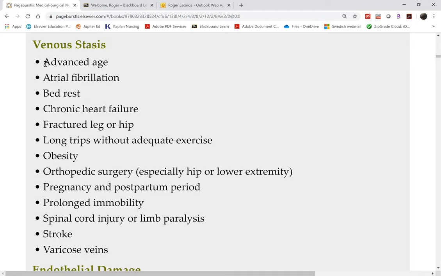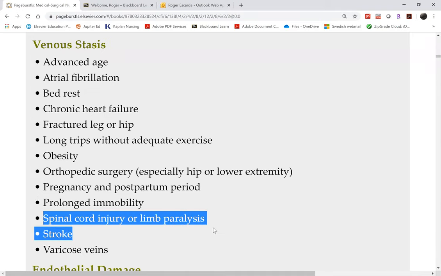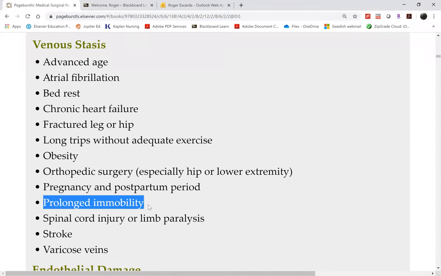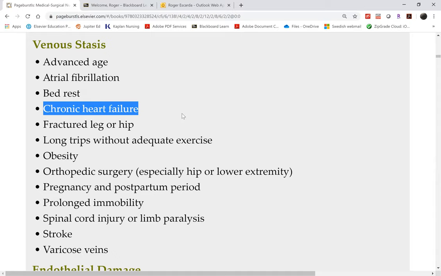Same is true for spinal cord injury patients, because they're either paraplegics or quadriplegics, and therefore have prolonged immobility. Chronic heart failure, because the pump is not effective, so it's not normally producing cardiac output, so blood tends to pool inside. Fractured leg or hip. Obviously, if you fracture these joints, can you move? Most likely not. And you continue to have your immobility post-op. So pre and post-op, you're bedbound, so there is venous stasis.